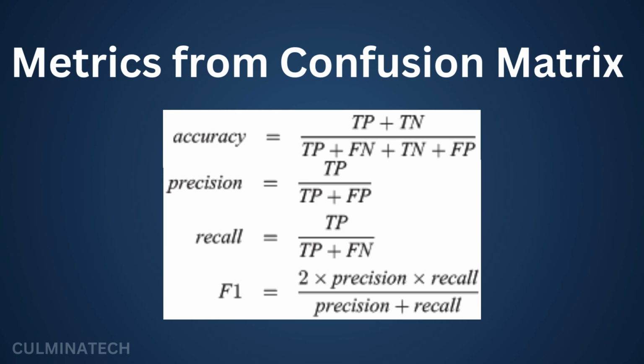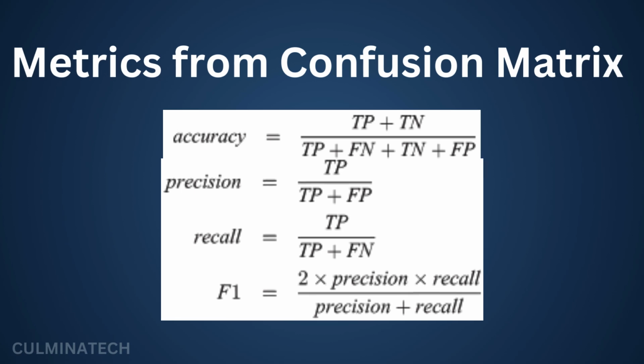If you want to calculate precision, that's true positive divided by true positive plus false positive. If you want to calculate recall, that is true positive divided by true positive plus false negatives. If you want to calculate the F1 score, it is 2 times precision times recall divided by precision plus recall.